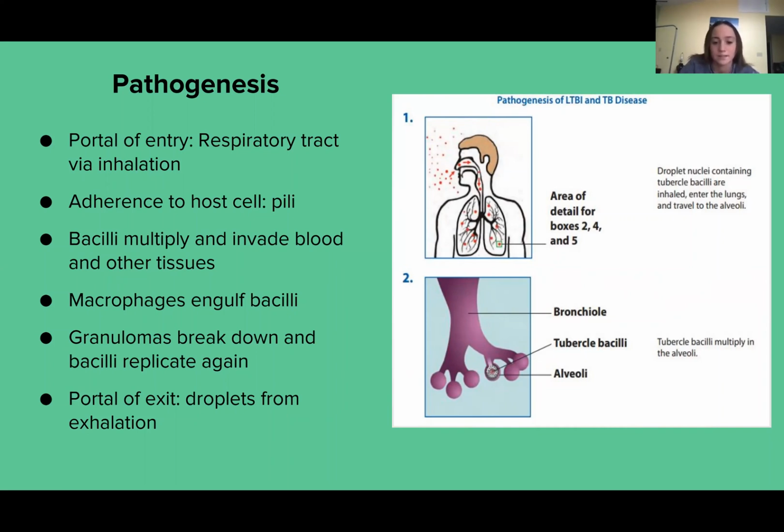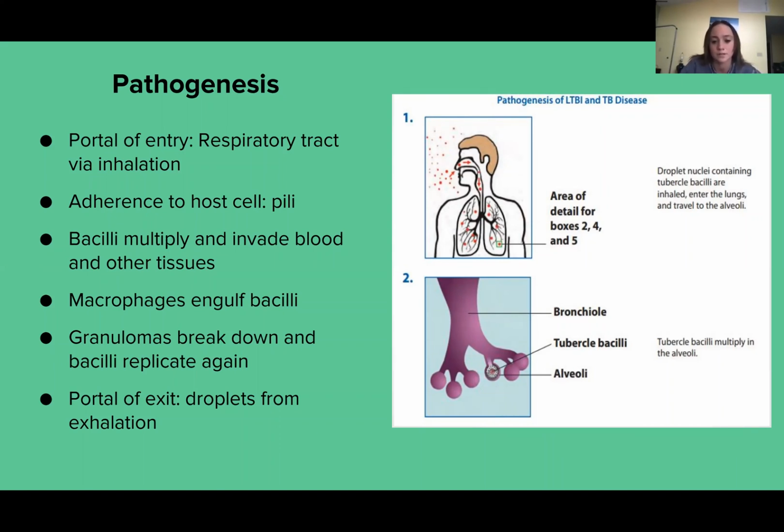Tuberculosis can lay latent in the body, so sometimes the body doesn't immediately react. Within 2 to 8 weeks, macrophages engulf the tubercle bacilli and form granulomas. Eventually, the bacilli become too much for the macrophage to contain and they kill it, breaking down the granuloma barrier, allowing the bacilli to multiply and continue to spread throughout the body. M. tuberculosis exits the host as droplets from the mouth by exhalation or coughing.